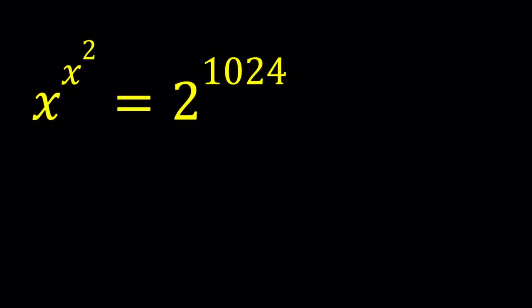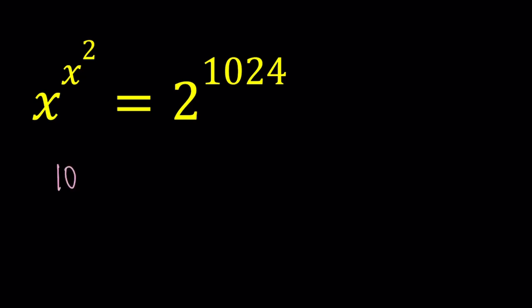Hello everyone. In this video we're going to be solving an exponential equation. We have x to the power x squared equals 2 to the power 1024. So let's start by writing the exponent 1024 as a power of 2.